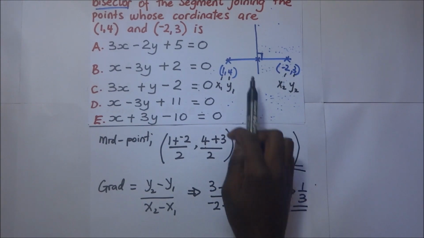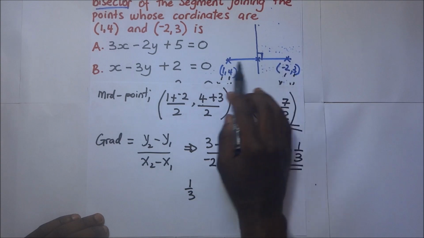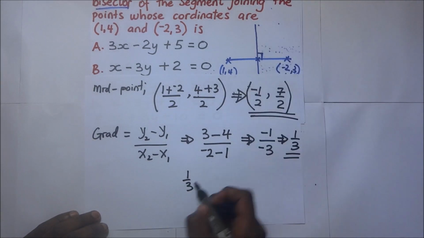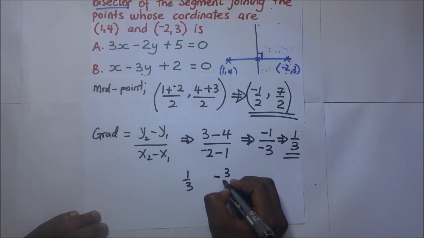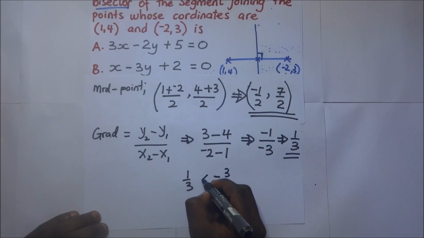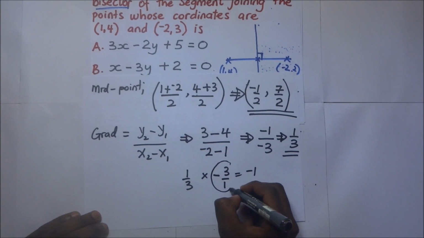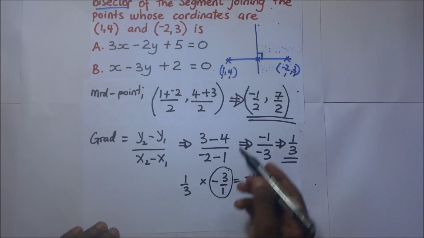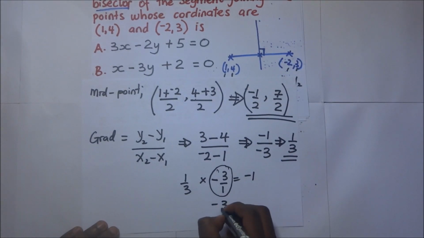So the gradient of this line is a third. Now, if the gradient of this line right here is a third, it means the gradient of the perpendicular bisector is the negative reciprocal of this. So it's going to be negative 3 over 1, because when you multiply this by that, it's supposed to give us negative 1. So it is negative 3 over 1, which is negative 3. So the perpendicular bisector's gradient is negative 3.